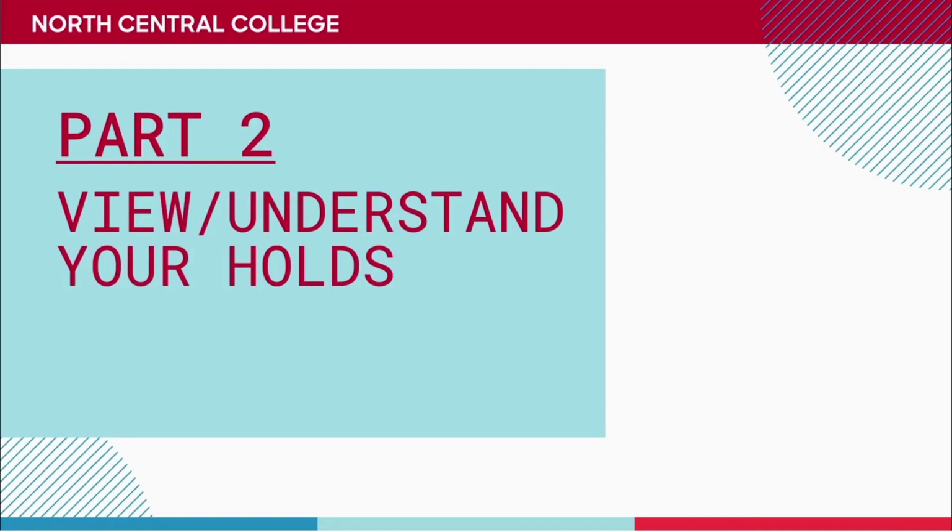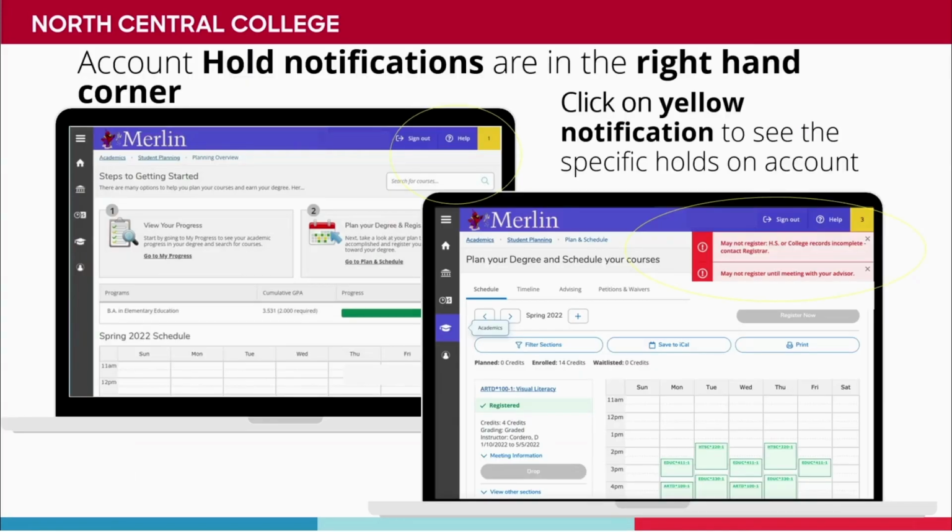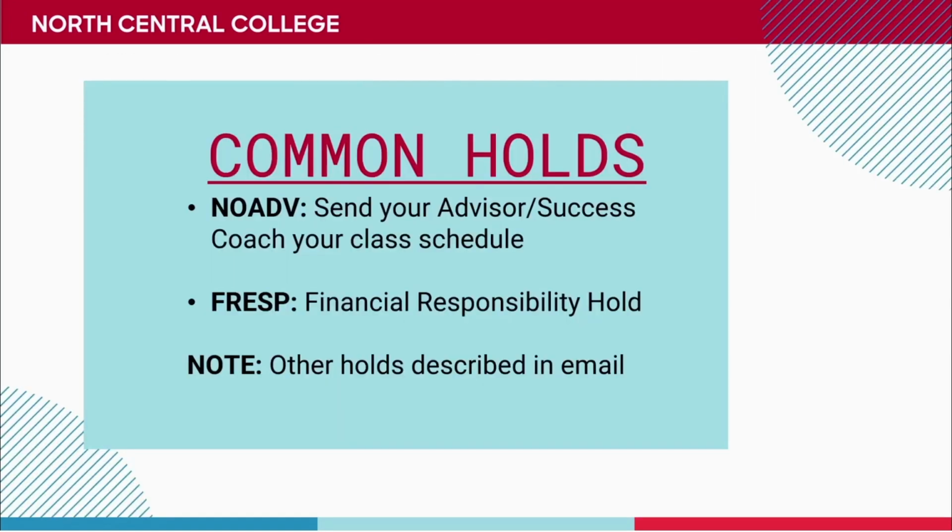Next, we're going to go over how to view and understand your holds on your account before you register for classes. When you log into student planning, you will receive any account hold notifications in the top right corner. You'll want to click on the yellow notification tab to see what specific holds are on your account. Two common holds that all students will most likely have are the NOADV hold, which means that you have to send your academic advisor / student success coach your final class plan for the next year, or the FRESP hold, which is the financial responsibility hold, meaning that you need to sign off on your financial responsibility agreement in Merlin. If there are any other holds on your account, they'll be described to you through email.